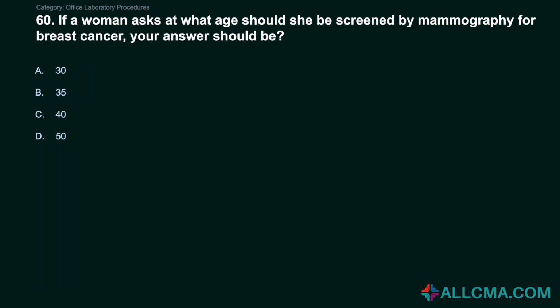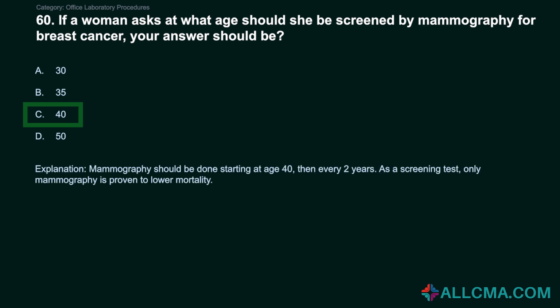60. If a woman asks at what age she should be screened by mammography for breast cancer, your answer should be A. 30. B. 35. C. 40. D. 50. Correct answer, C. 40. Mammography should be done starting at age 40, then every 2 years. As a screening test, only mammography is proven to lower mortality.